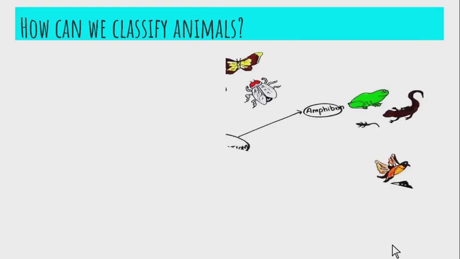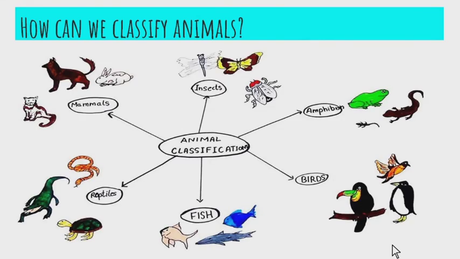Now, how can we classify animals? Let's see this diagram. Animal is one of the kingdoms of living things. They are classified into insects, amphibians, birds, fish, reptiles, and mammals.